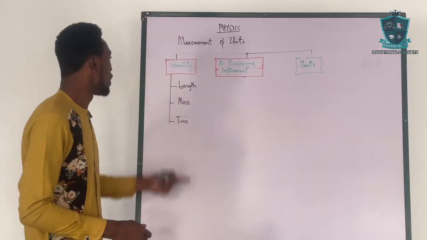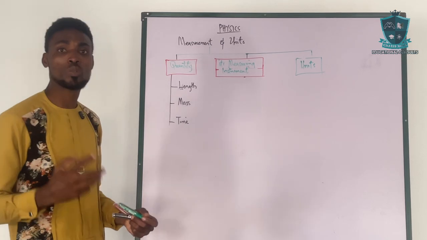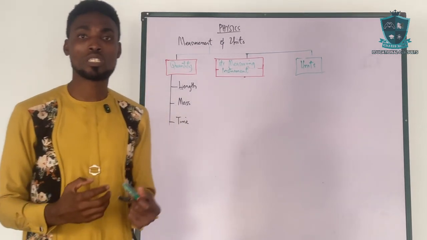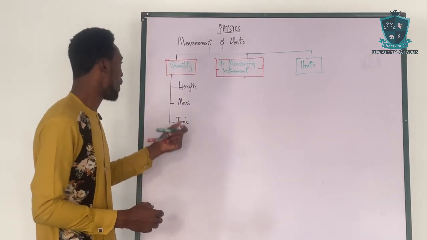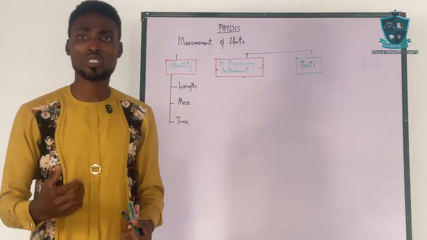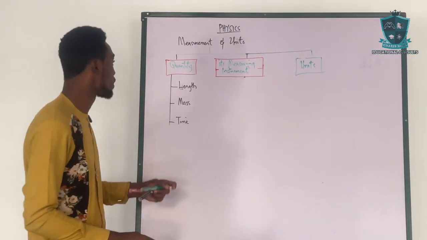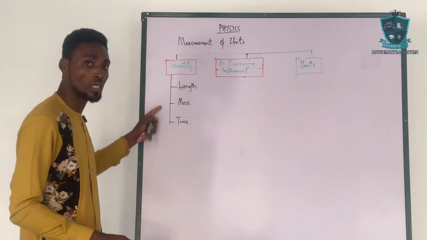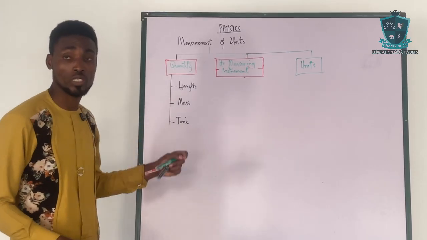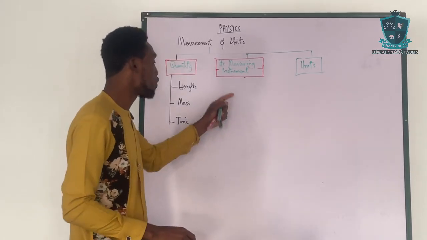Today we are looking at length, mass, time being the three major fundamental quantities in physics. How do we talk about length if you cannot measure them? And that's the reason why you must understand the measuring instrument for each of these three important parameters or quantities in physics. Number one, we have the length. And how do we measure length?